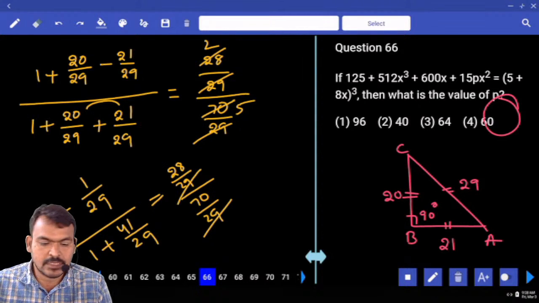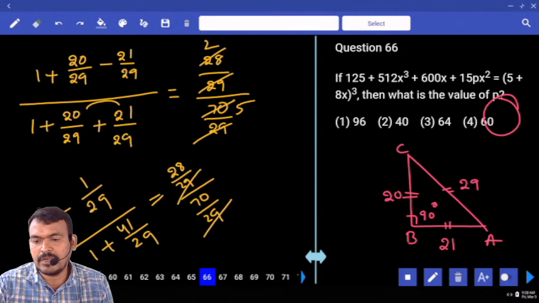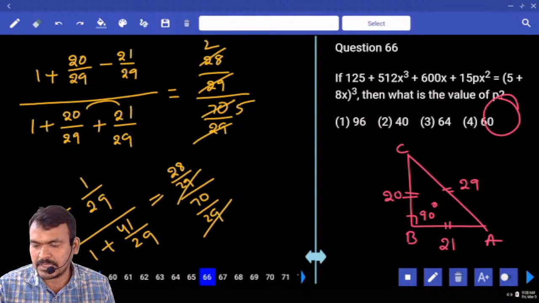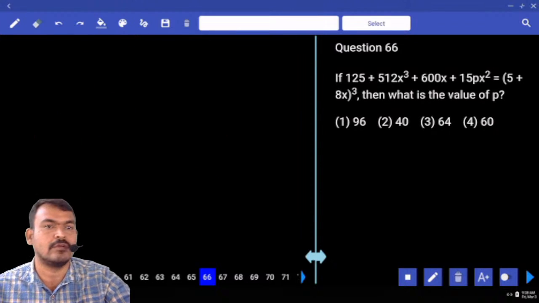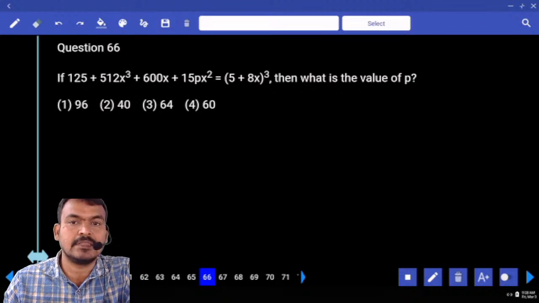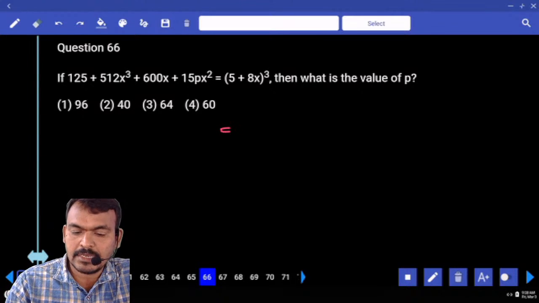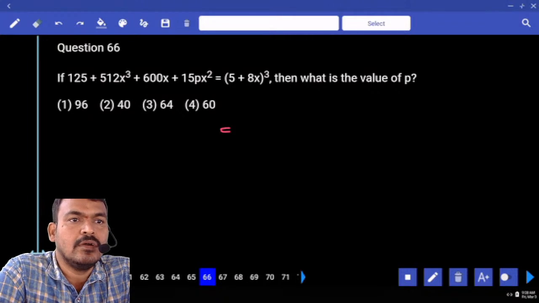Next question, number 66. 125 plus 512 x cube plus 600x plus 15p x square equals (5 plus 8x) whole cube. Okay, first split the right hand side value. It is (a plus b) whole cube.